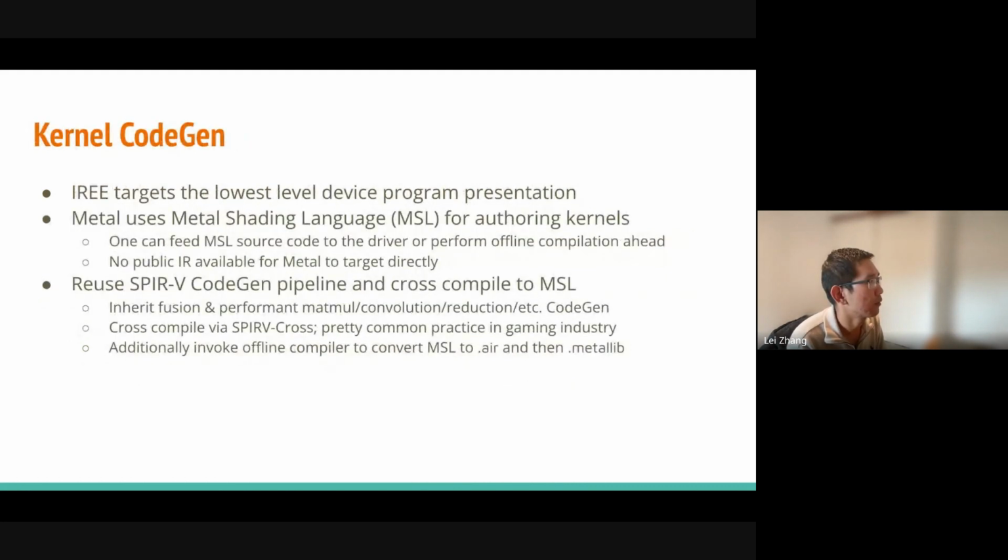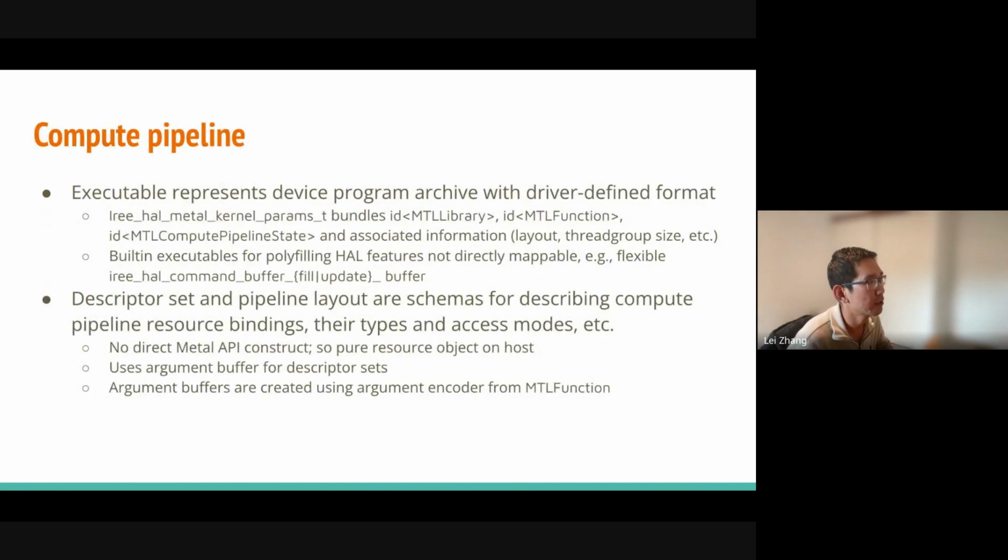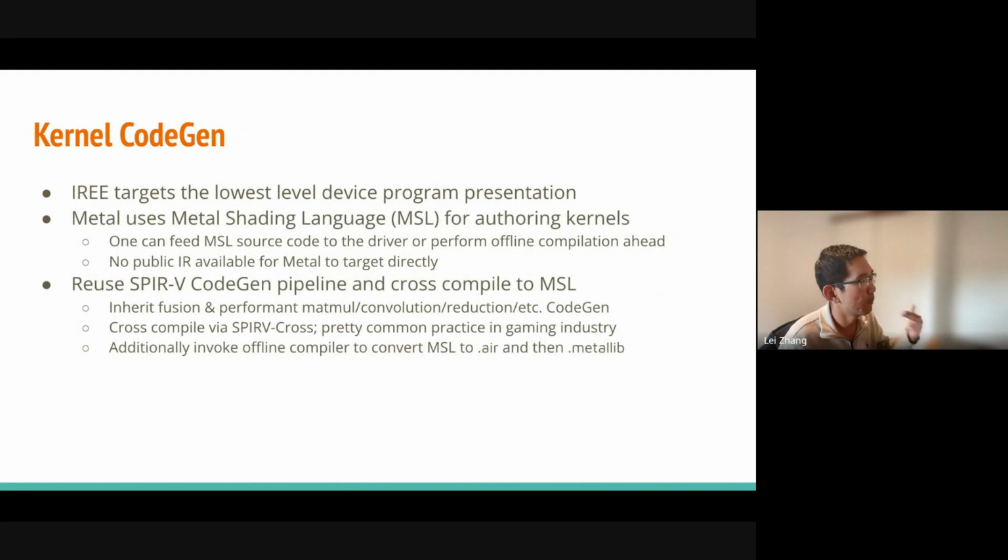I don't think I have much time, so I'm going a bit quicker. This talk is more on the runtime side, but I still want to tell you about kernel code generation. The compute pipeline basically takes in compiled code of the kernels that you dispatch to the GPU. The code compilation on the kernel side goes through the IREE code generation pipeline right now and cross compiles to MSL. That is pretty much because this is a reliable approach, and we don't have a public IR available for Metal to target directly.